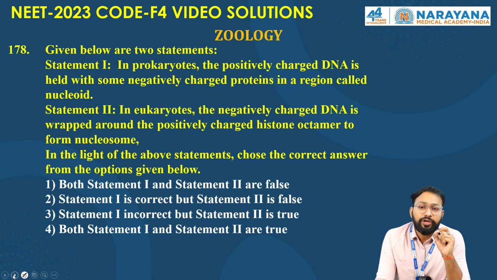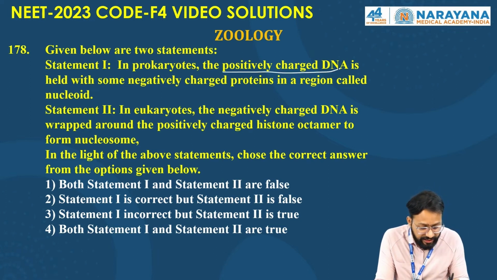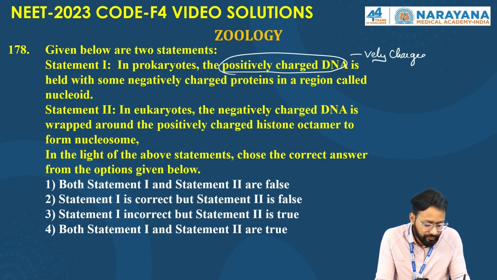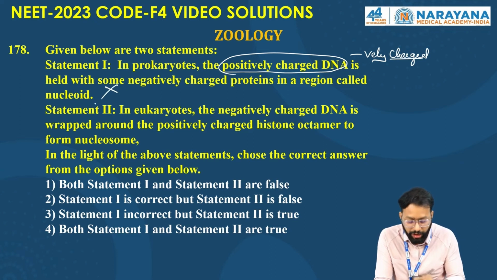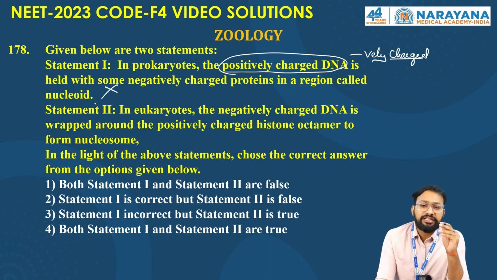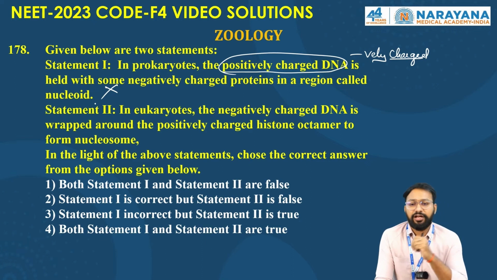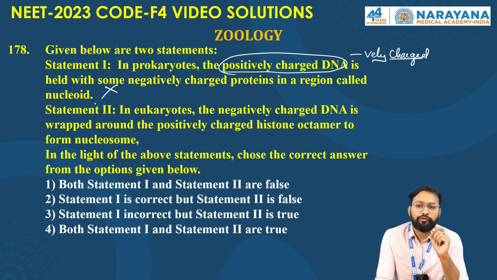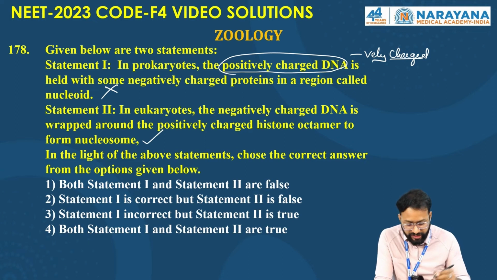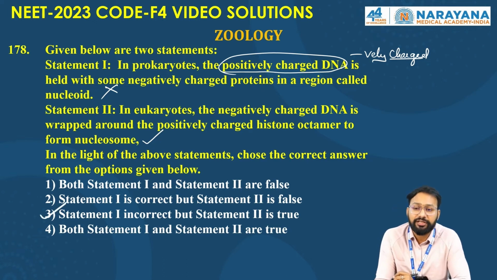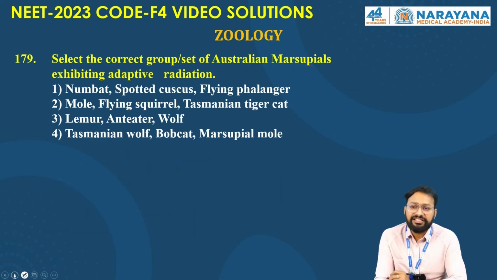Statement 1. In prokaryotes, the positively charged DNA is negatively charged. So, the statement becomes wrong. In eukaryotes, the negatively charged DNA is wrapped around positively charged histone octamer to form a nucleosome, which is correct. So, statement 1 is incorrect, right? But statement 2 is true. Option 3 should be the correct option. Okay. Next, question number 179.